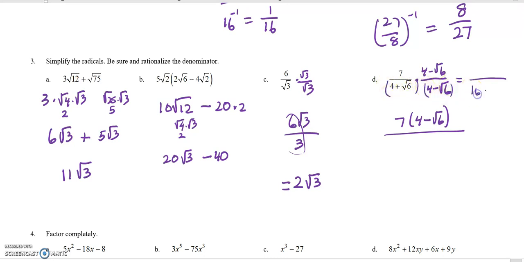I'm going to get 16 minus 4 root 6 plus 4 root 6 and then minus 6. The middle terms will cancel and I'll just get 10 on the bottom. I could multiply out the top and get this, but I can't do any simplifying after that.